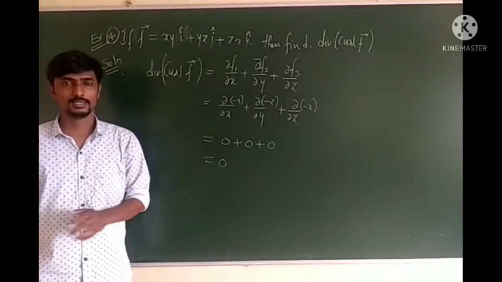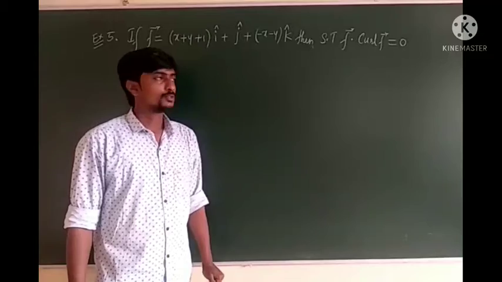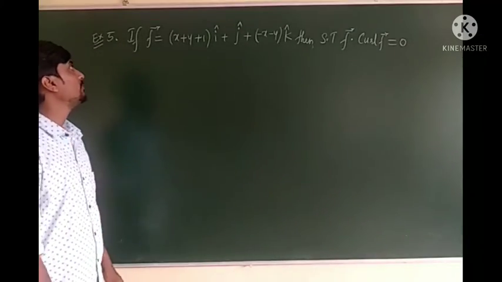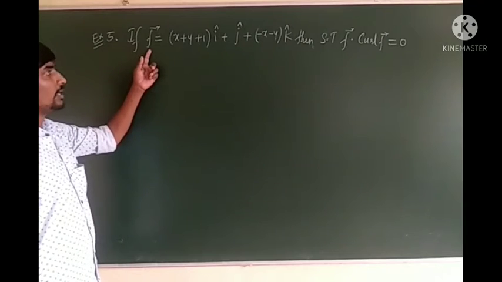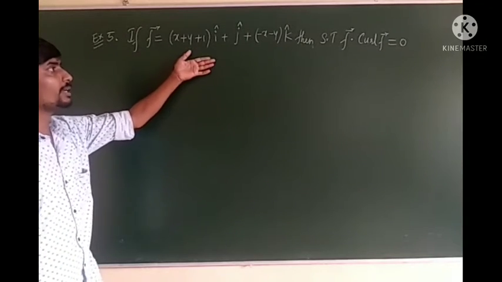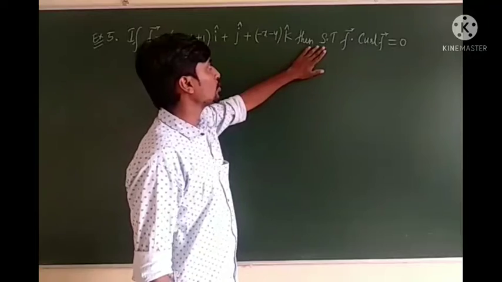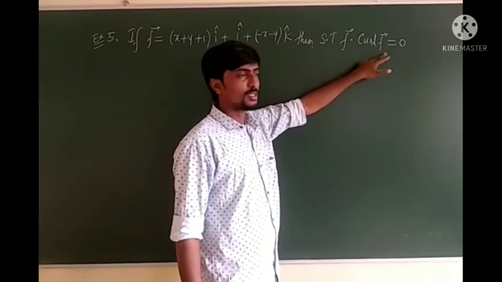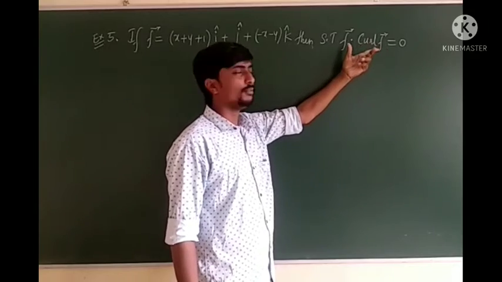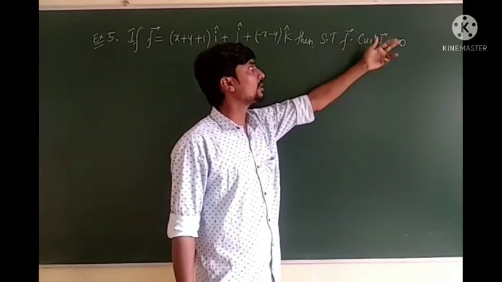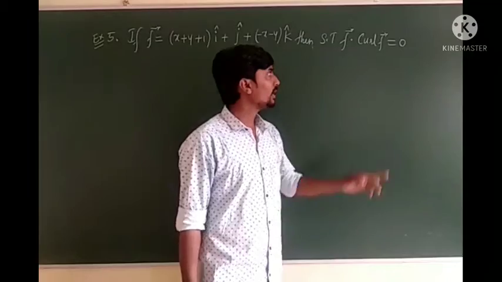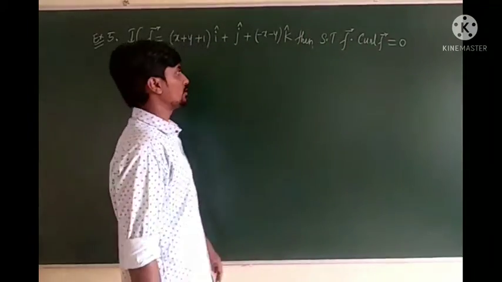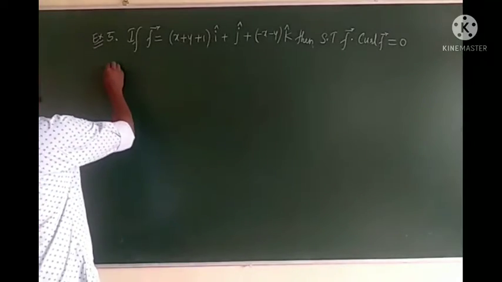Let's go for another example. So let's look into another example. It is example number 5. Here it is given the vector f, and then show that f dot curl of f is equal to 0. That means the dot product of curl of vector f and the f vector is equal to 0. Here the f vector is given, but we need to find the curl of f. So first find out what the curl of f is.